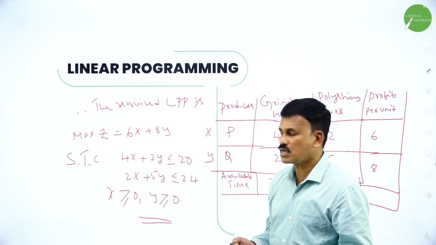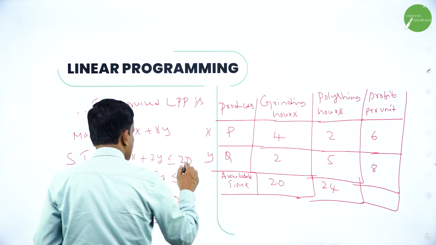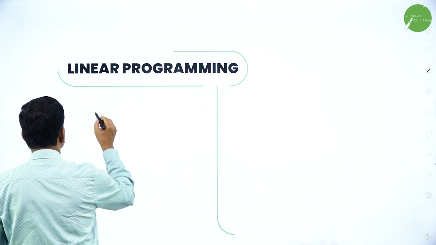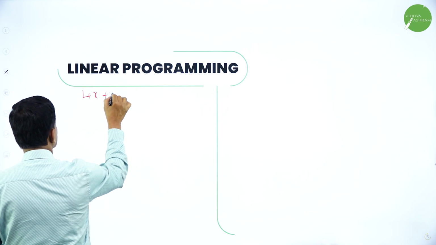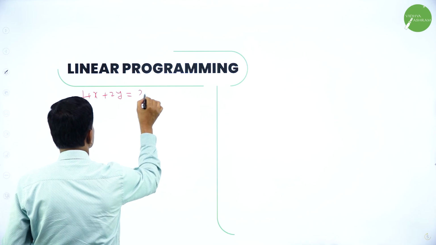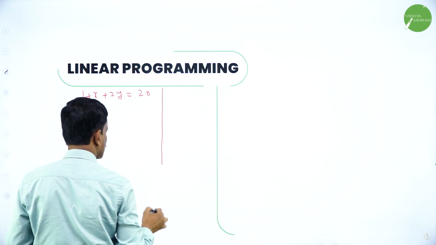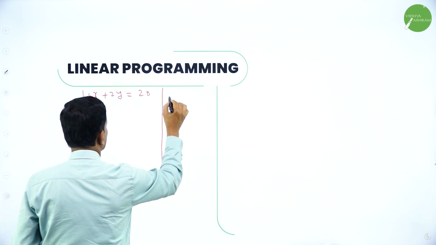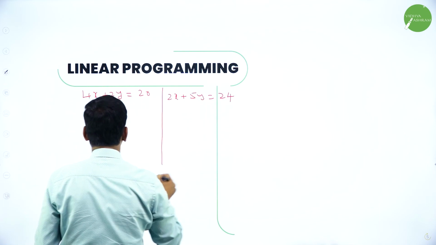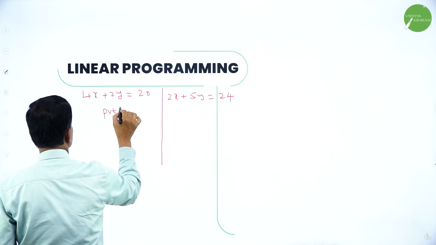Now solve this. How to solve? Let us convert these inequalities into equalities first. So we can write 4x + 2y = 20 as the first equation, and another equation 2x + 5y = 24.